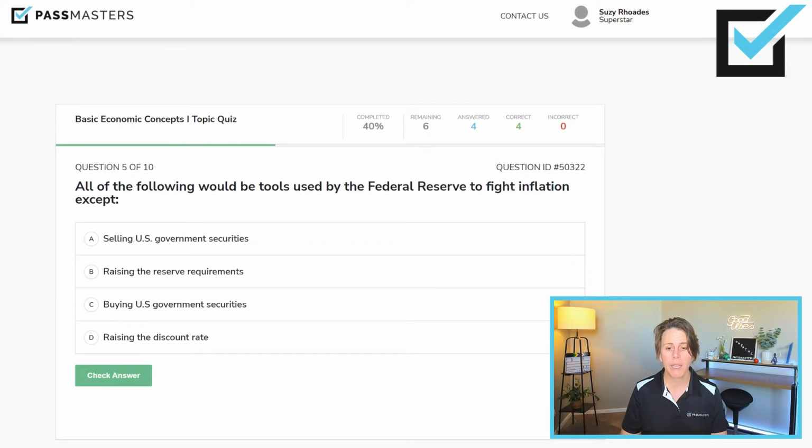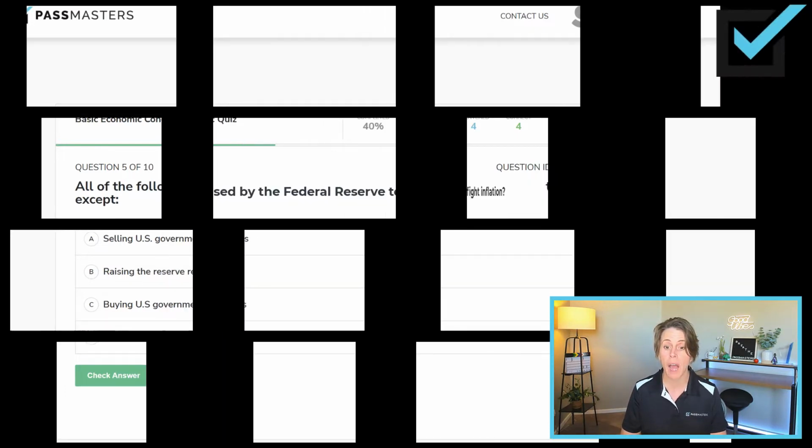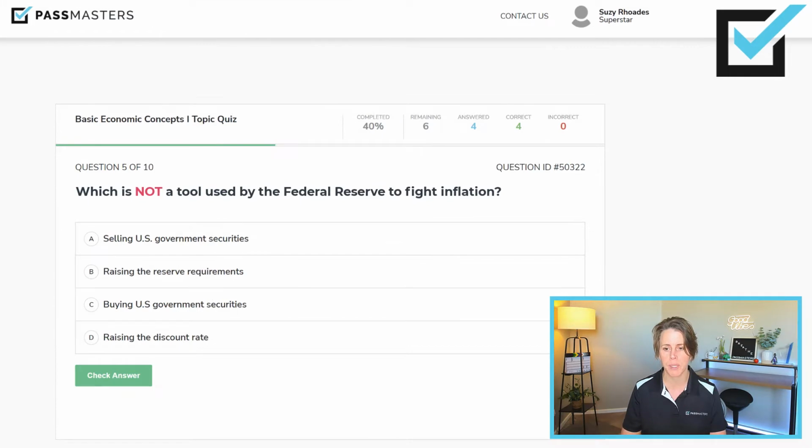All of the following would be tools used by the Federal Reserve to fight inflation, except... rewording it: which is not a tool used by the Federal Reserve to fight inflation.